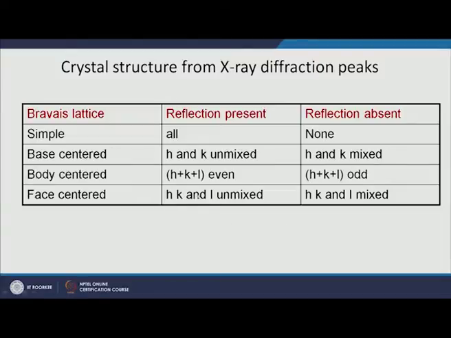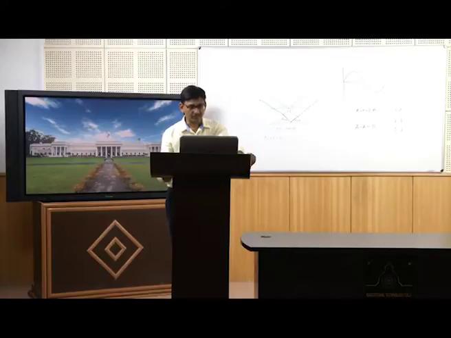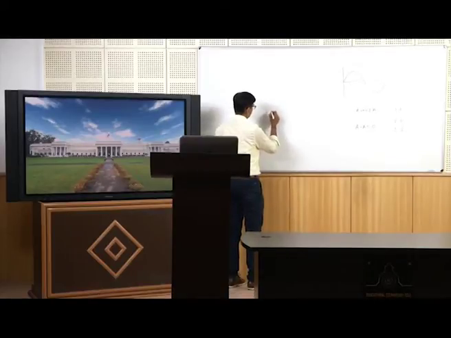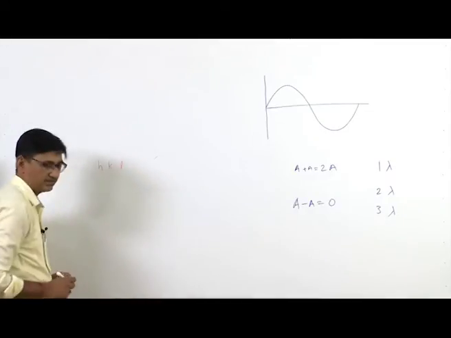For example, in case of simple Bravais lattice, all planes are going to take part in diffraction. So, there will not be any plane which is not taking part in the diffraction. If you take a base centered crystal, you will have reflection from H and K only when they are unmixed. Now, what do we mean by unmixed?